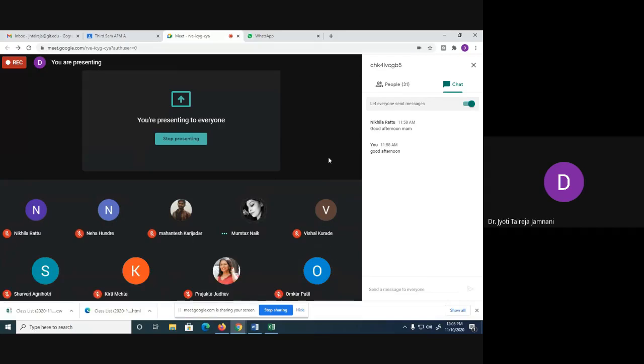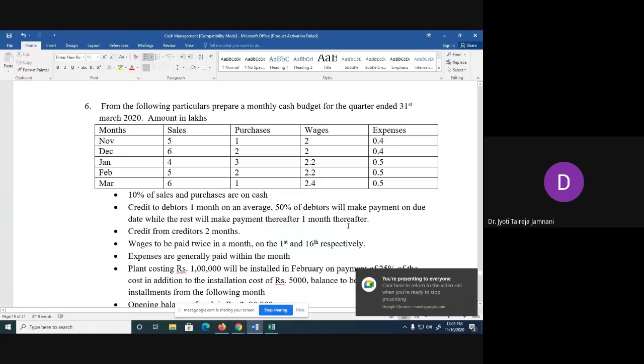We were doing sums on cash budget. We'll continue with that. Last class, I had done 5 sums. Today, we have to start with the 6th sum. So, let's start with the 6th problem.